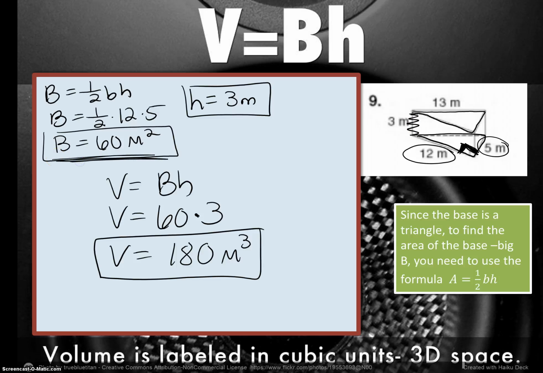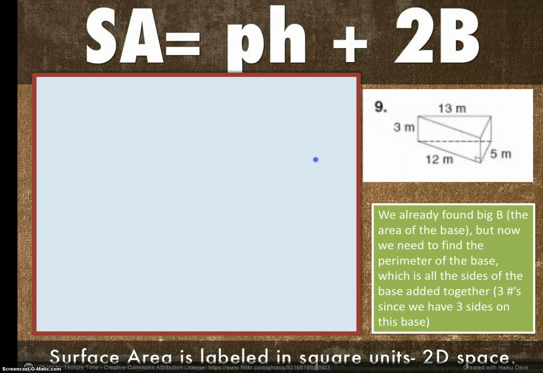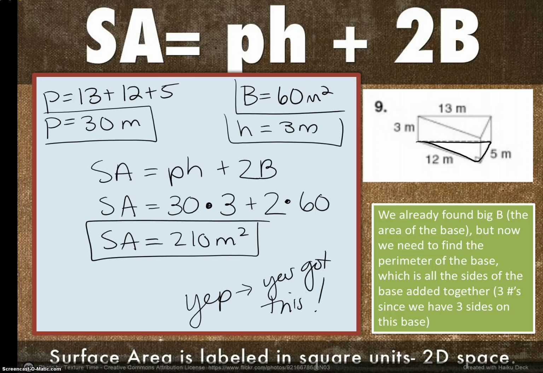Let's remember this bad boy, big base is 60, so when we're finding the surface area, the big base we already found to be 60 meters squared. The perimeter is going to be found by adding the three side lengths of this triangle, so 13 plus 12 plus 5. Pause the video and rock this. If you do this problem, then you're definitely ready to start on your own. The perimeter was 13 plus 12 plus 5, because that's the distance around the base. The perimeter was 30, multiplied by the height of 3. Add 2 of the area of the bases, and then you get the total surface area of 210 square meters.